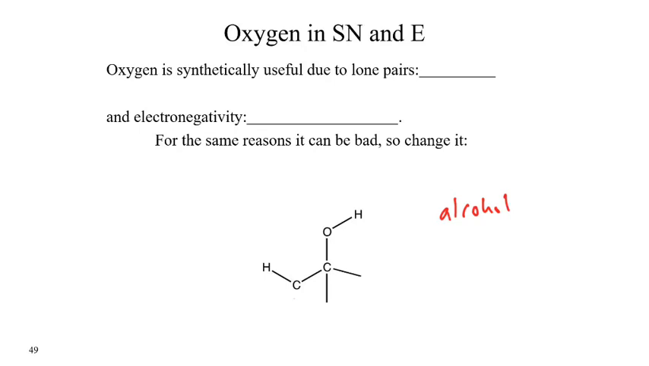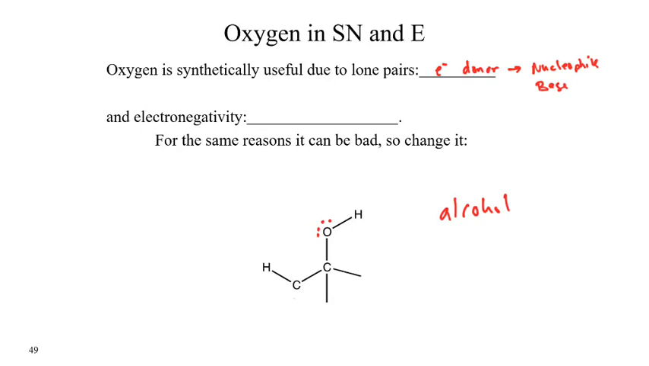So if we go through and look at oxygen, it becomes really synthetically useful due to, number one, the lone pairs. Okay, why does that make it useful? Well, those lone pairs now mean it is a source of electrons. So it could become an electron donor. And since it's an electron donor, that means we're looking at it acting as a nucleophile and or base.